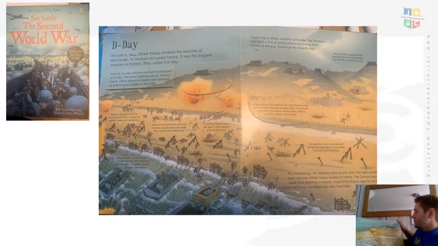Expecting an Allied invasion of Europe, the Germans had built a line of fortifications stretching from France to Norway, known as the Atlantic Wall. German soldiers guarded the beaches from concrete bunkers high on the surrounding cliffs.